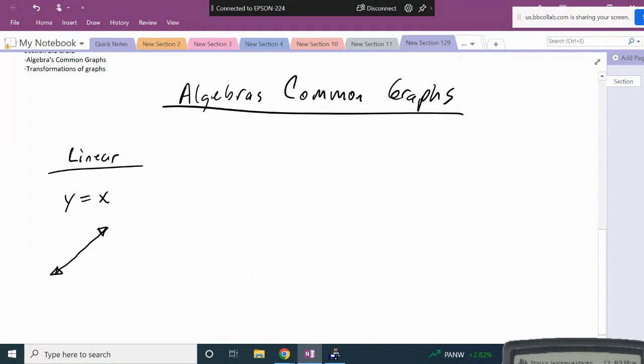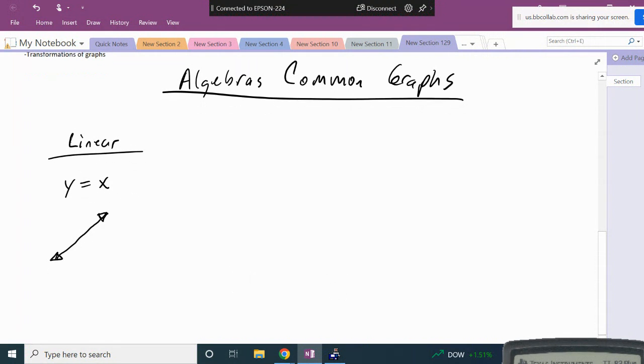We talked about the special types, the vertical, the horizontal, and if you read the graph from left to right, in this case it goes up, so it's positive. If you read the graph from left to right and it goes down or descends, it's negative. But this is just the most general form of a linear equation.